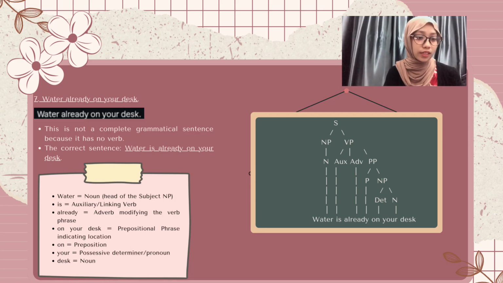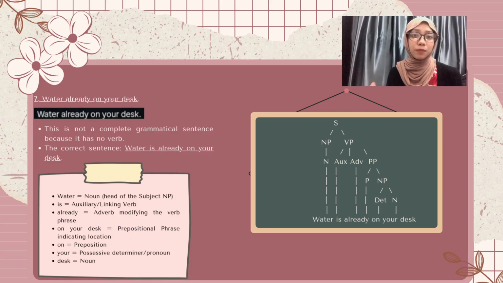For the NP, the noun phrase contains "water". Water is a noun. It functions as the subject of the sentence. It tells us what the sentence is about. The VP, verb phrase, contains "is", an auxiliary or linking verb. It connects the subject to information about its location. The next one is "already". Already is an adverb. It modifies the verb phrase. It tells us the action or state exists before the expected time.